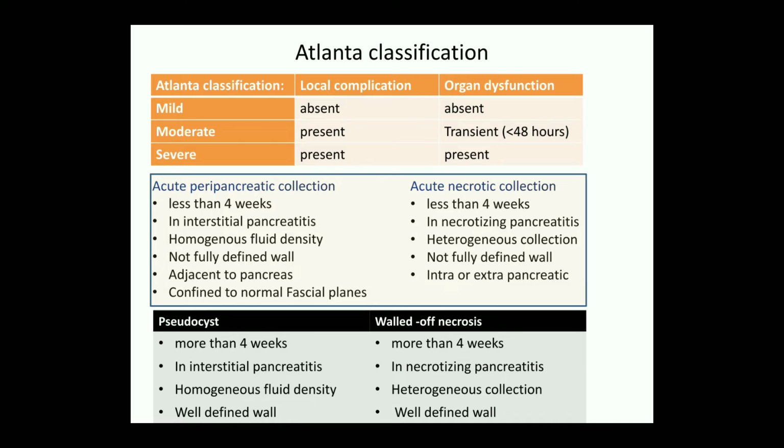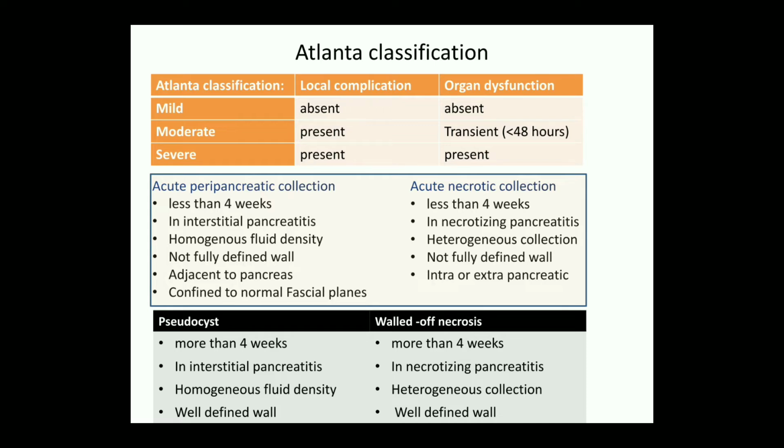And there is the Atlanta classification in case of acute pancreatitis. Under the Atlanta classification, it can be divided into mild, moderate, and severe cases of acute pancreatitis based on two things: local complication and organ dysfunction. If both are absent, it is a mild pancreatitis. If there is only local complication and the organ dysfunction is just transient, less than 48 hours, it is a moderate case. And if local complication is present as well as organ dysfunction even after 48 hours, then it corresponds to severe pancreatitis.